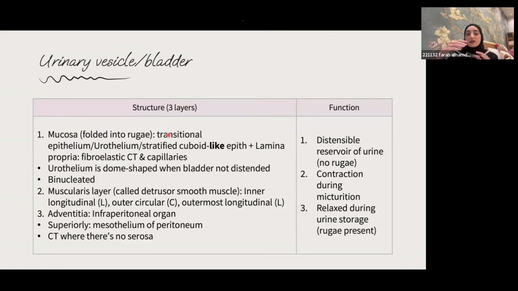Then the adventitia, because it's infraperitoneal, which means the peritoneum is above it. Superiorly, it's surrounded by the mesothelium of the peritoneum, and there's connective tissue where there's no serosa. The function of the urinary bladder is distension as a reservoir of urine. So there are no rugae when it's distended; they flatten out. And contraction during micturition. Micturition is peeing. It relaxes during urine storage, rugae present.